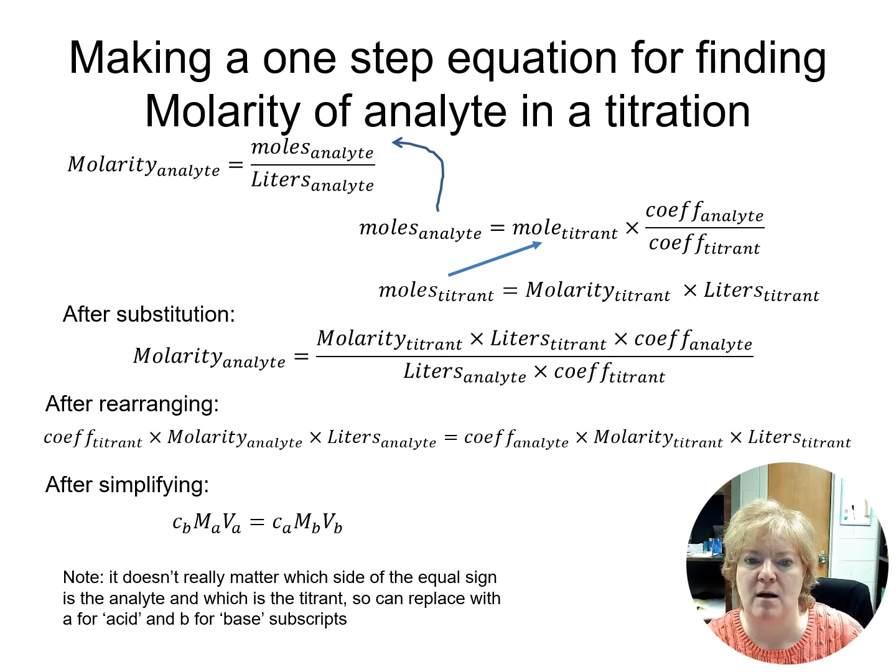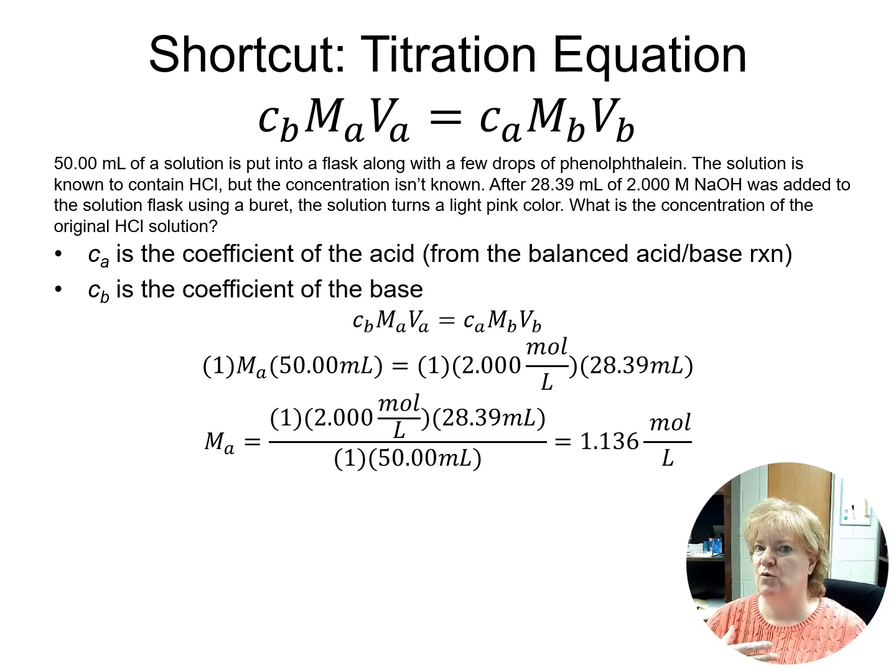So doing that same problem, but with the one-step formula. In this case, my coefficient of acid and coefficient of base from the balanced reaction of NaOH and HCl are both 1. So my Ca, Cb are 1. And I have 50 milliliters of solution, and that's the one containing HCl, so that's going to be my Va. And then I have 28.39 milliliters and 2.0 molar of NaOH, so those are for the base, so those will be my Bs. They go here. I rearrange it, solve for it, get the same answer, 1.136.